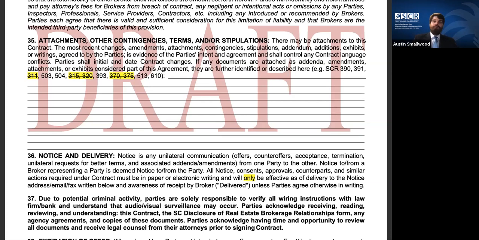Attachments: we removed a few of the attachments that are either no longer in the SCR forms library or are not relevant to vacant land, such as occupy prior to closing or things of that sort.